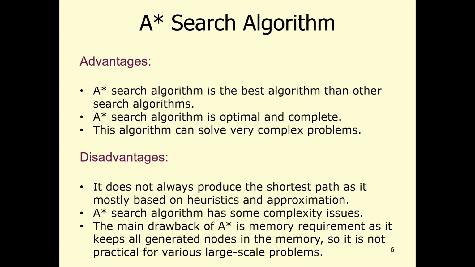The disadvantages of A-star search algorithm can be given as: it does not always produce the shortest path, as it is mostly based on heuristics and approximations. A star search algorithm has some complexity issues. The main drawback of A star is memory requirement, as it keeps all generated nodes in the memory, so it is not practical for various large-scale problems.